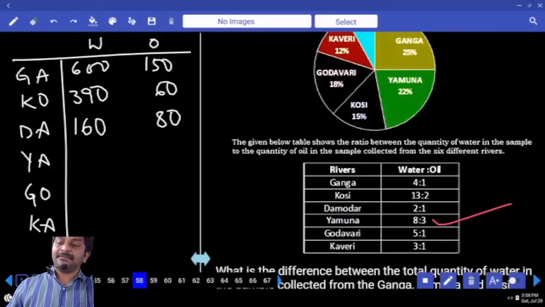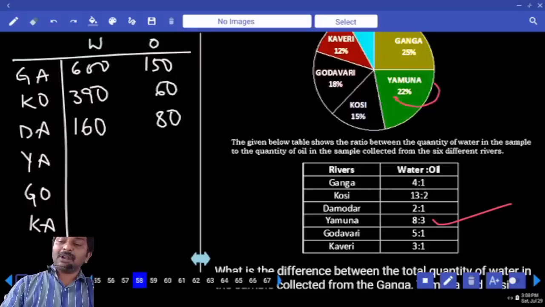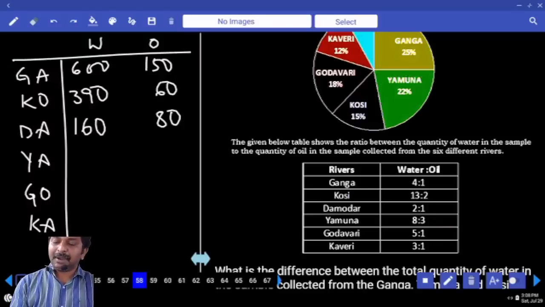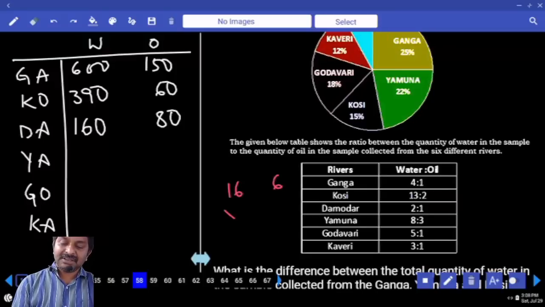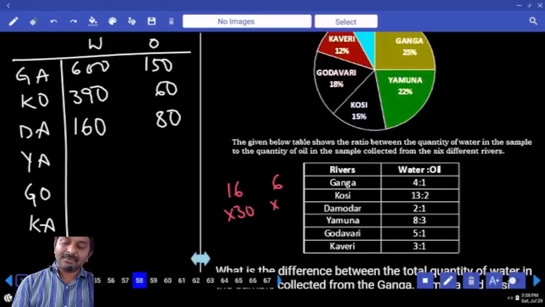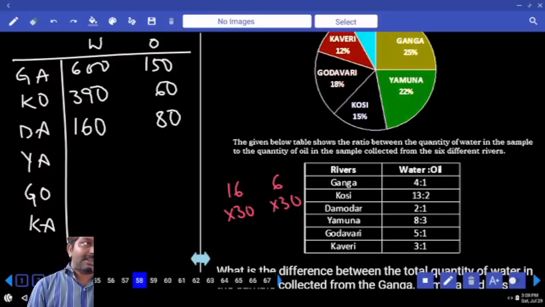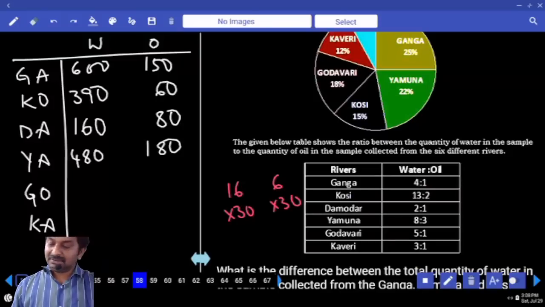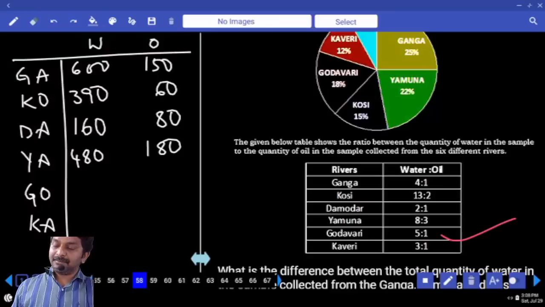How many parts do we have? 11 parts. What percentage do we have? Each part is equal to 2. 8 parts, 16. 3 parts, 6. And 1% value is 30, right? You need to multiply it with 30. 16 30s, 480. 6 30s, 180. Next, Godavari. How many parts are there?